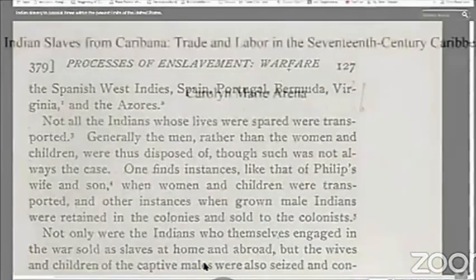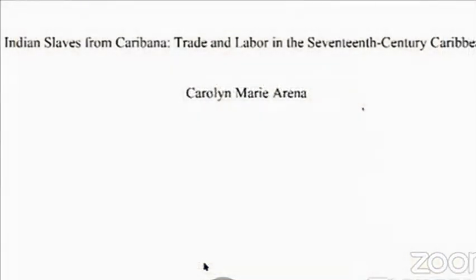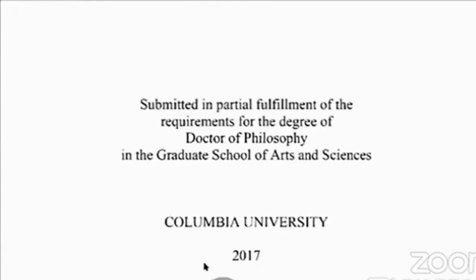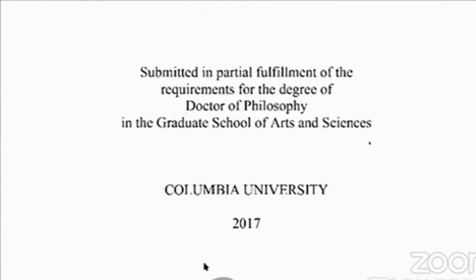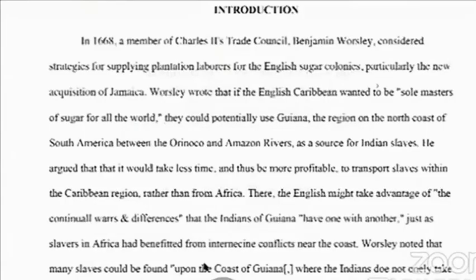The Indian slaves from Caribana. Trade and labor in the 17th century Caribbean. So the 1600s, right? Carolyn Mary Arena is the author, submitted in partial fulfillment of the requirements for the degree of Doctor of Philosophy in the Graduate School of Arts and Sciences, Columbia University, 2017. All right, so now we're really in the introduction, I guess.